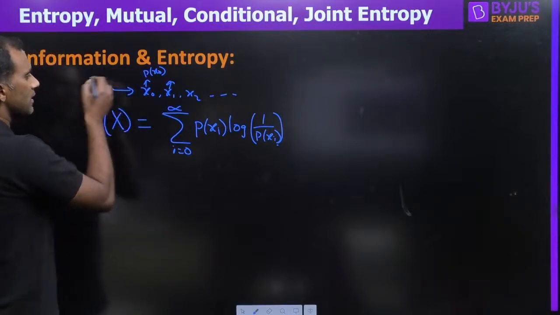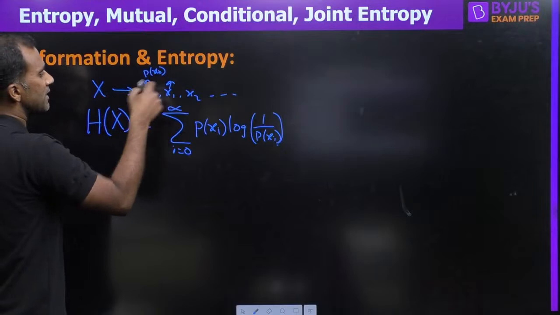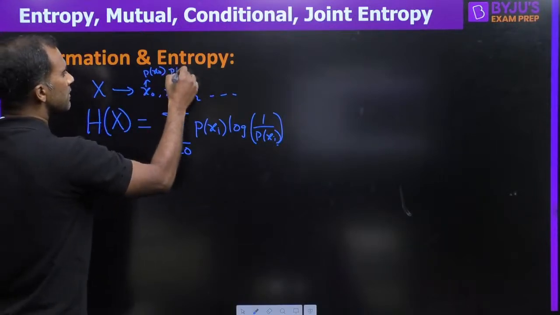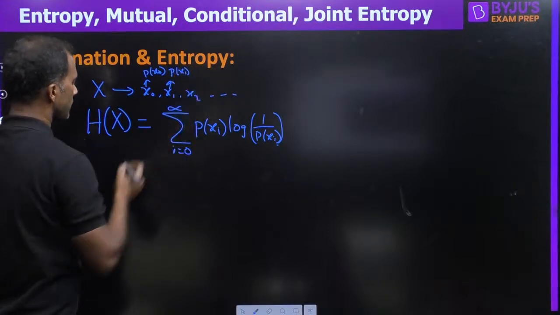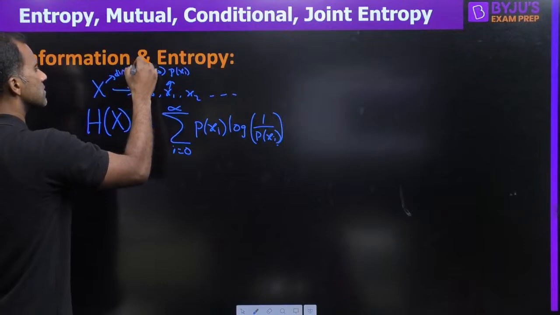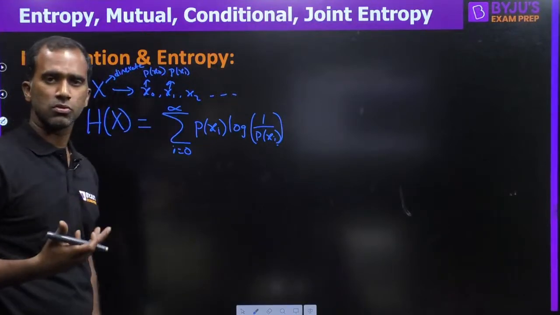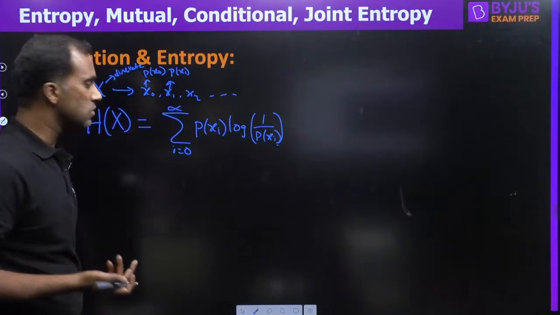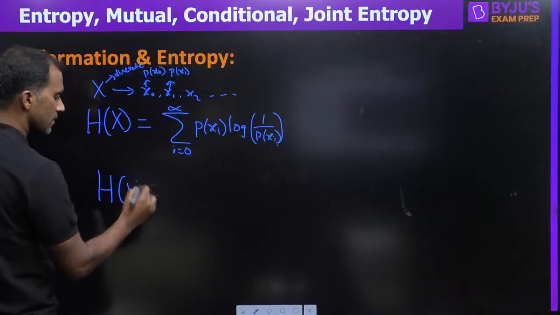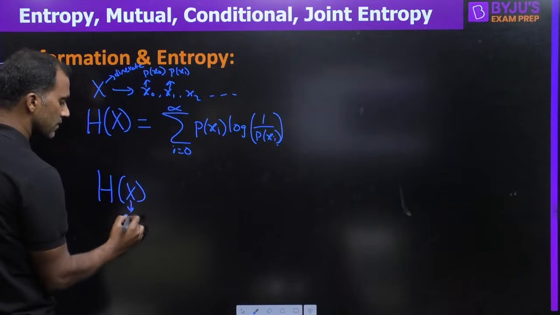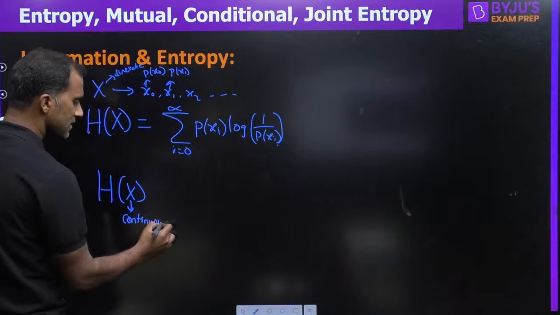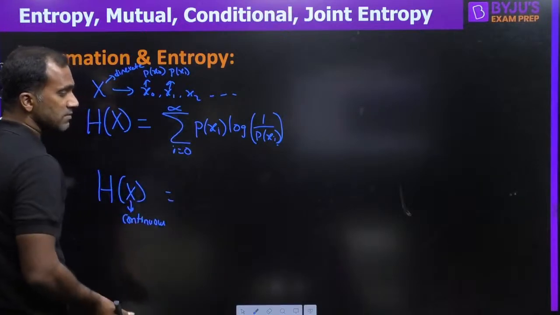This is the case of x being discrete, and the probabilities are p of x0, p of x1, and so on. What if x is continuous? Yes, we can talk about information of a continuous source also, or a continuous random variable also, right? So H of x, where x is continuous. If x is continuous, then also we can do the same stuff. If x is continuous, what happens?